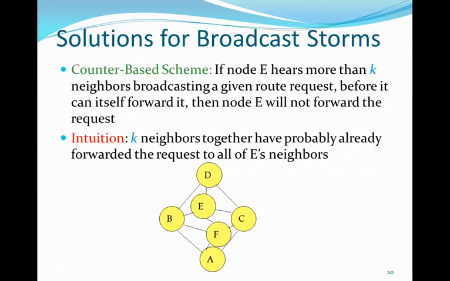Another solution here is the counter based scheme, where, here you can see in this example, they have introduced two more nodes, E and F. So for example, if node E hears more than k neighbors broadcasting a given route request before it can itself forward it, then node E will not forward the request. This is a bit intelligent approach followed by node E.